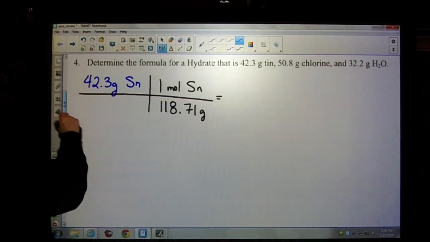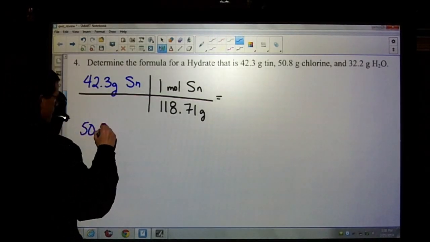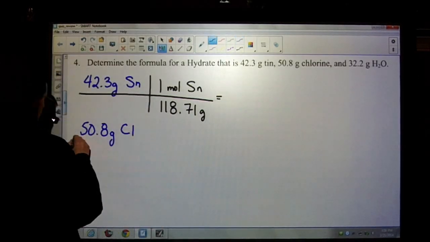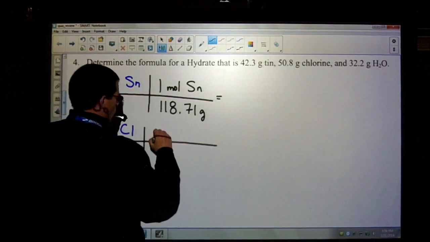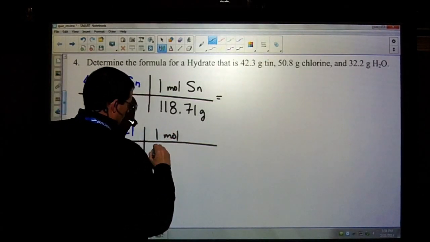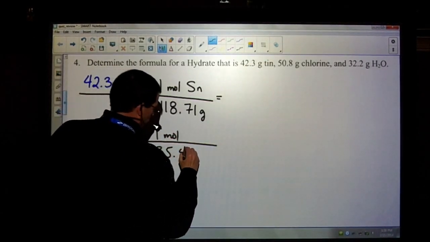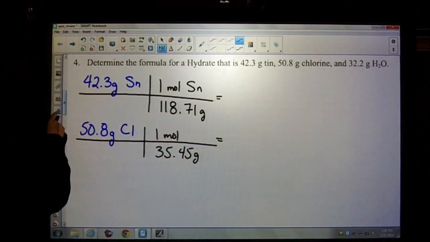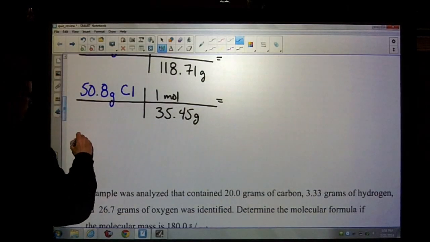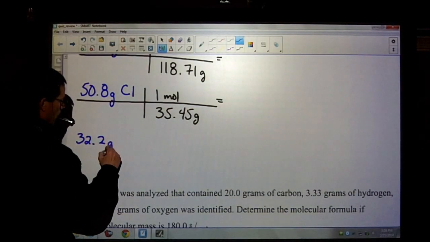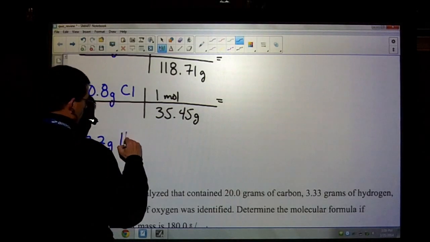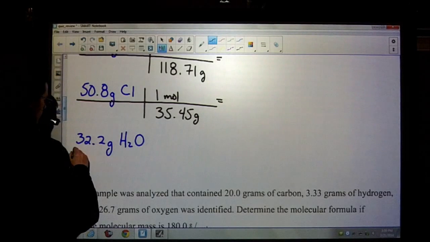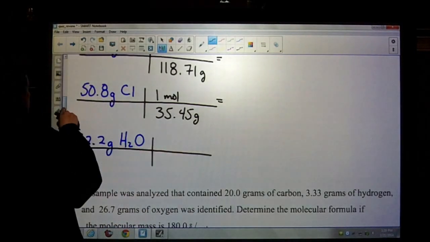50.8 grams of chlorine, and 1 mole of chlorine has a mass of 35.45 grams. Find how much that is. And we have 32.2 grams of water. So again, we're going to leave that compound together. We're not going to mess with that one. Since the question gave us that, let's roll with that.